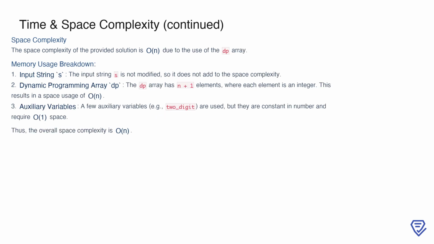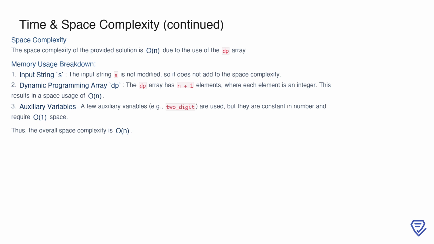The space complexity of this solution is O(n), and this is primarily due to the dynamic programming array, dp. Let's break it down. The input string s does not contribute to the space complexity since it is not modified, it is only read. The dp array, however, has n+1 elements, where n is the length of the string. Each element in the array is an integer, so the memory usage for the dp array scales linearly with the size of the input string, making it O(n).